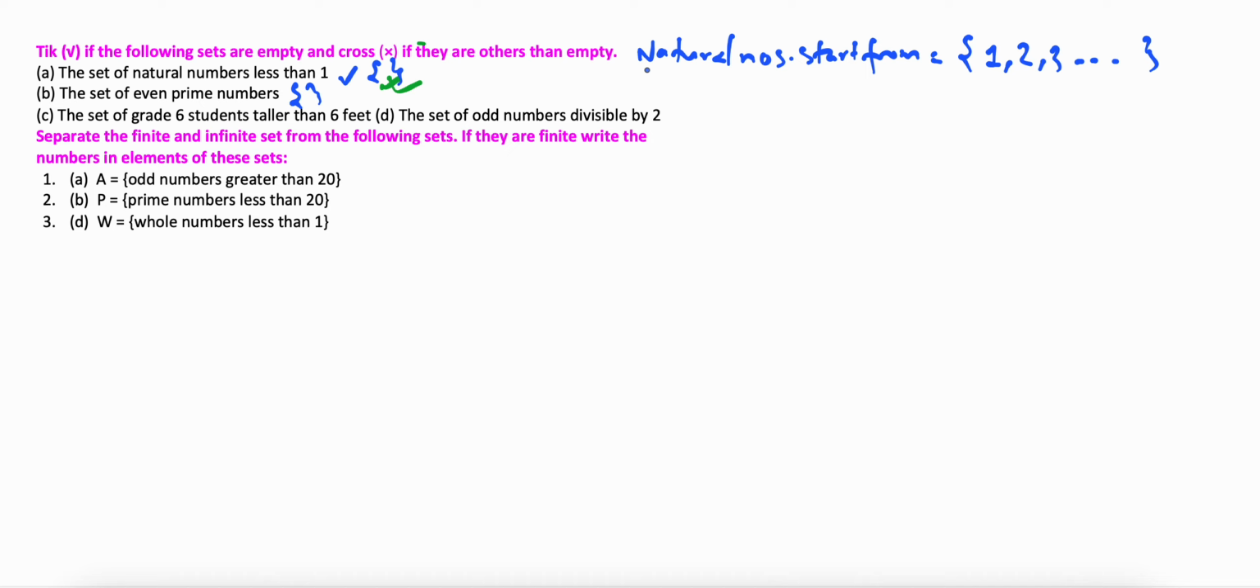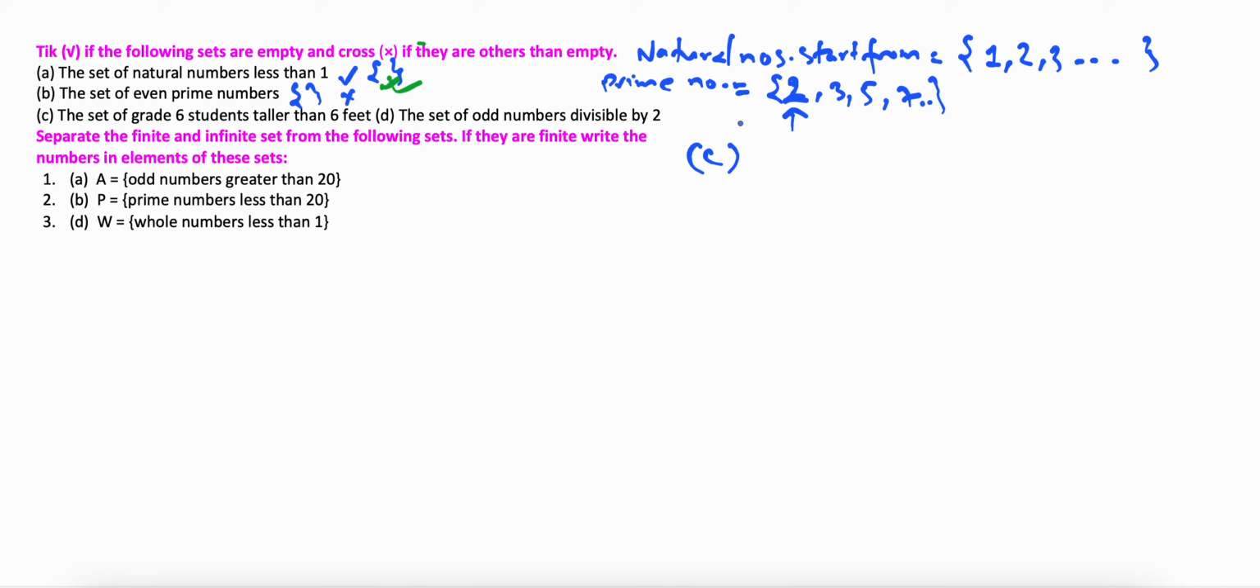The set of even prime numbers, is it also empty? It can't be, because there is a prime number 2. Prime numbers are 2, 3, 5, 7, like this, but we have 2 as a prime number and this is even, so this can't be the right sign. This must be a cross sign. This is not correct.